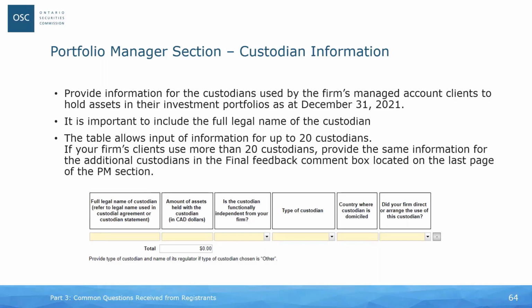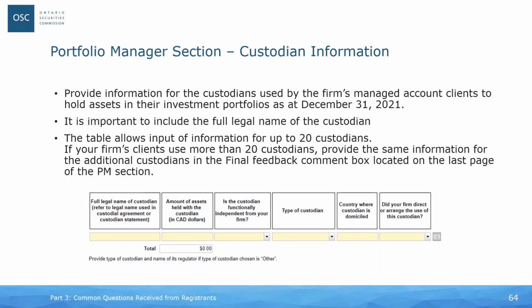The slide relates to question P9, which asks registrants to provide information for the custodian used by the firm's managed account clients to hold assets in their investment portfolios as at December 31, 2021. You are still required to provide custodian information if your clients choose their own custodians. To avoid double counting, do not include the custodian information for the investment funds that you manage. This information is collected in the IFM section of the questionnaire.